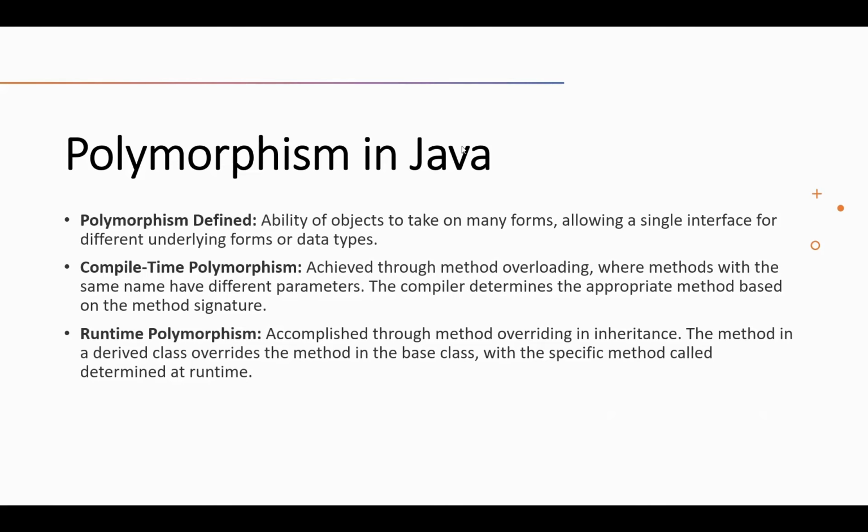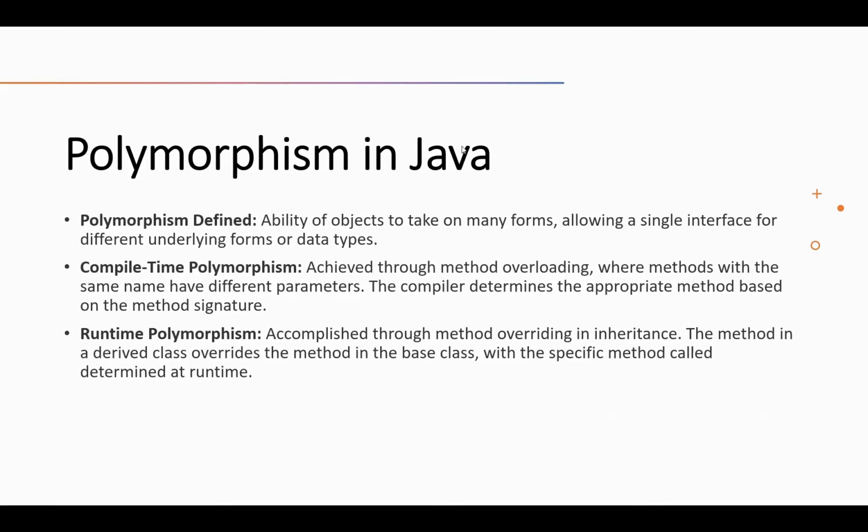And runtime polymorphism, which is primarily achieved through method overriding. This happens in inheritance when a derived class has a method with the same name as one with its base class. It's like giving your own spin to a family recipe, and the method in the derived class overrides the method in the base class. And the decision about which method to call is made at runtime.